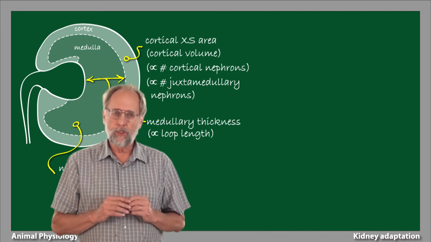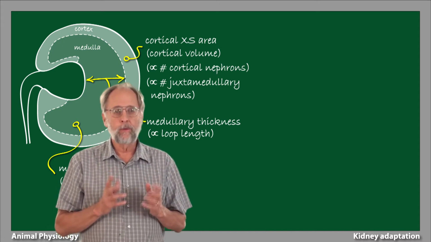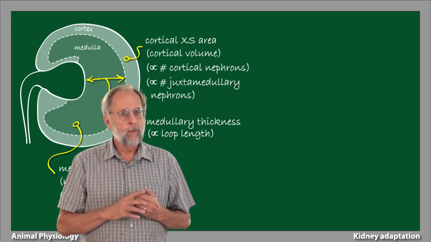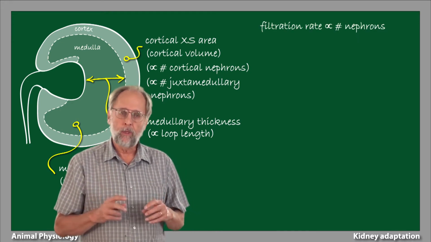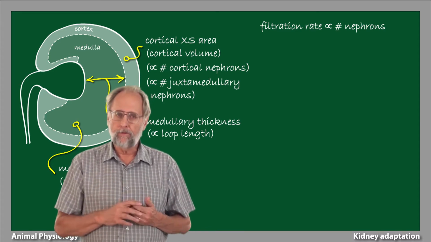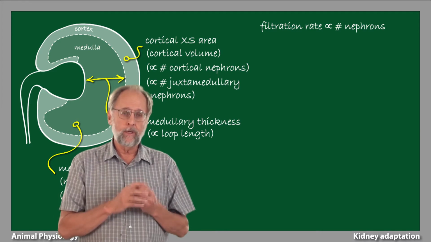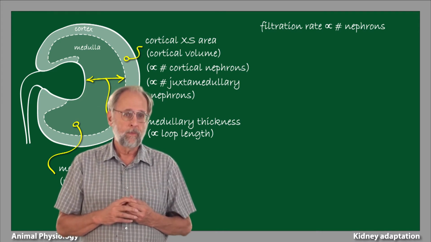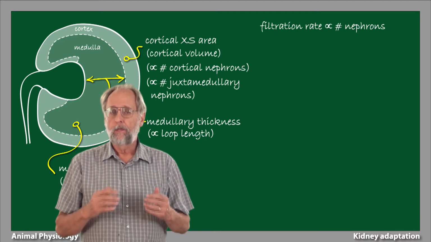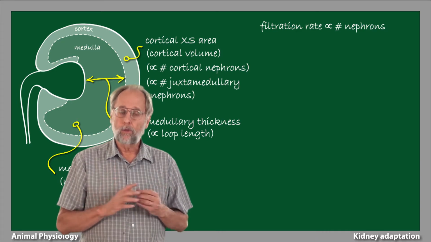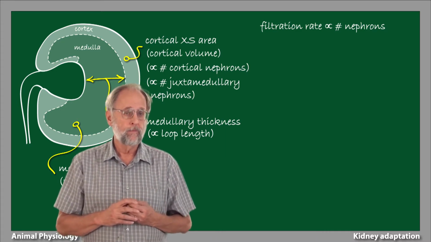These measures of kidney structure are important because they're related in fundamental ways to kidney function. For example, the filtration rate is going to be proportional to the number of nephrons in the kidney. Each nephron contributes a certain rate of glomerular filtration to the kidney's total filtrate production. The more nephrons there are, the greater will be the kidney's total filtration rate and the total production of urine.